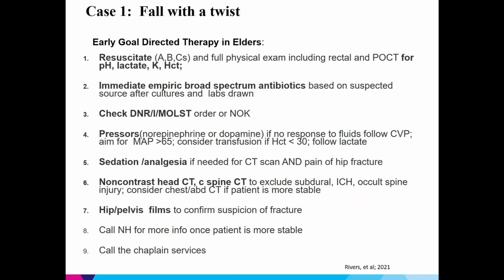A non-contrast head CT, a CT cervical spine. You want to rule out bleeds or delayed bleeds, such as a subdural or intracranial hemorrhage. Certainly, hip and pelvic x-rays to confirm the suspicion of a fracture, and you may need to proceed with CT imaging if the imaging is unclear. And finally, calling the nursing home to get additional collateral and information from their caregivers.